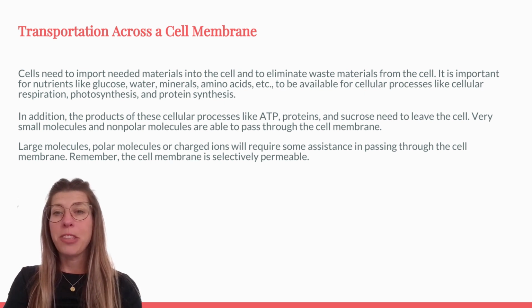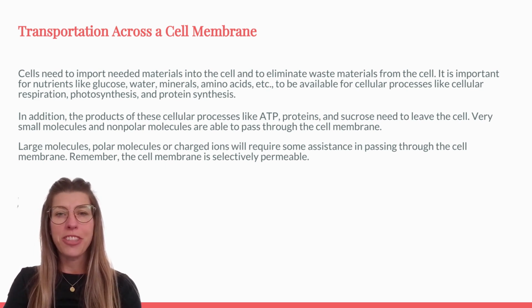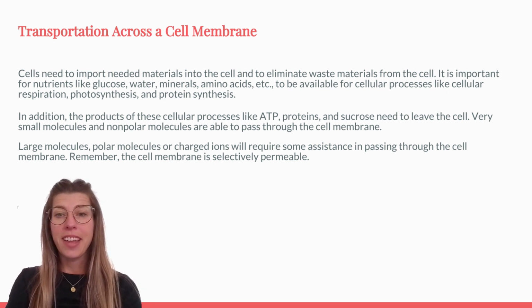So let's talk about transportation. How do things move through this selectively permeable membrane? So cells need to import needed materials into the cell and eliminate waste materials from the cell as well. It's important for nutrients like glucose, water, minerals, amino acids, and on, to be available for cellular processes like cellular respiration, photosynthesis, and protein synthesis.